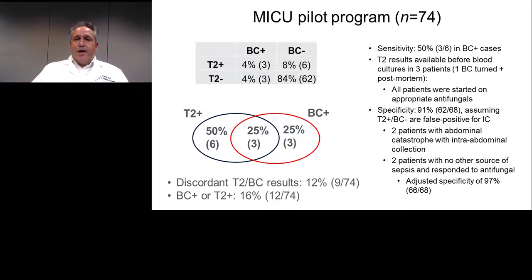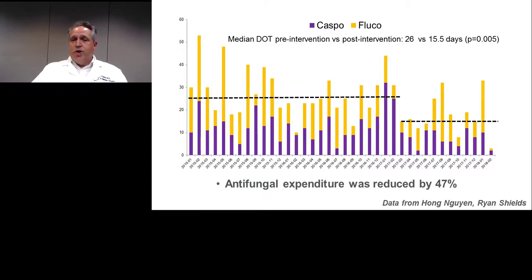And here's our antifungal usage in the unit before and after we instituted T2 testing. And what you can see is that we had significant reductions in overall antifungal usage for both fluconazole and caspofungin, and attendant reductions of almost 50% in antifungal expenditures. The duration of therapy pre and post intervention was cut almost in half.